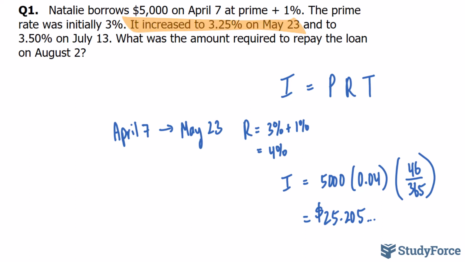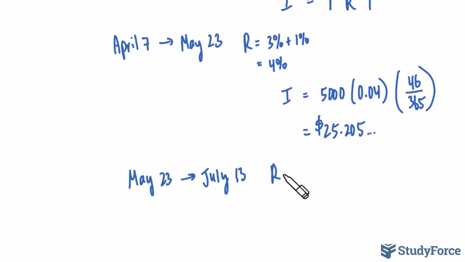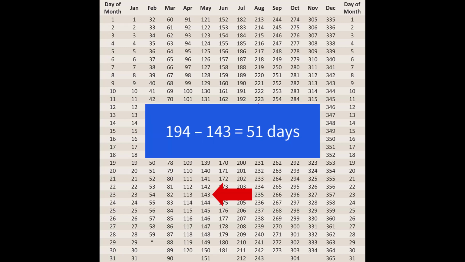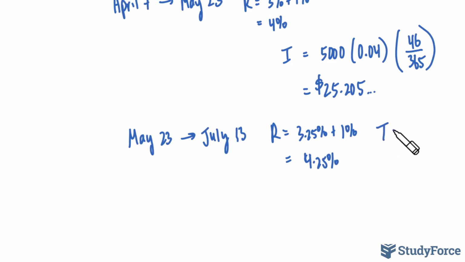We're told in the question that on May 23rd, it increased to 3.25. And then there was another increase on July 13. So the next period is from May 23rd to July 13. This time the rate is 3.25% plus the 1%, which amounts to 4.25%. Using the chart as before, remember that May 23rd is the 143rd day, and July 13 is day 194 in the year. When we take their difference, we end up with 51 days apart. So this time t will be 51 over 365.